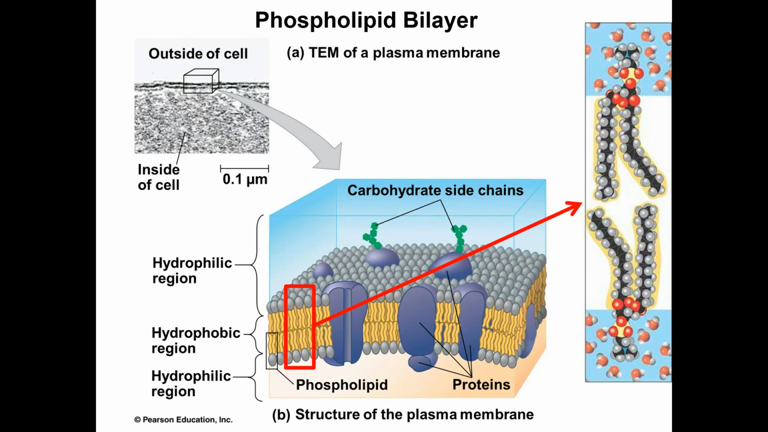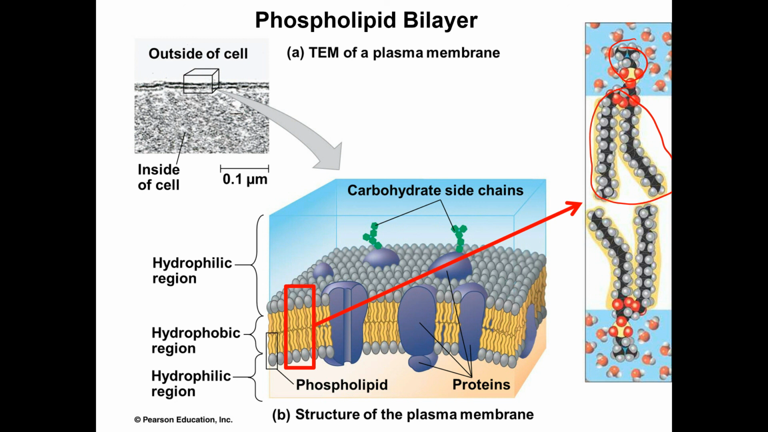Now, looking at the cell membrane, coming back to this idea of phospholipids. Recall that phospholipids contain a phosphate head group, a glycerol backbone, and then a fatty acid tail. Your phosphate group is polar, and your fatty acid tails are made up of basically hydrocarbons, and they're nonpolar.